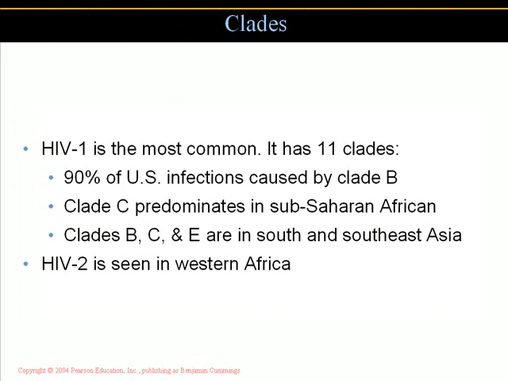HIV-1 is the most common, has 11 clades. 90% of the U.S. infection caused by the clade B.